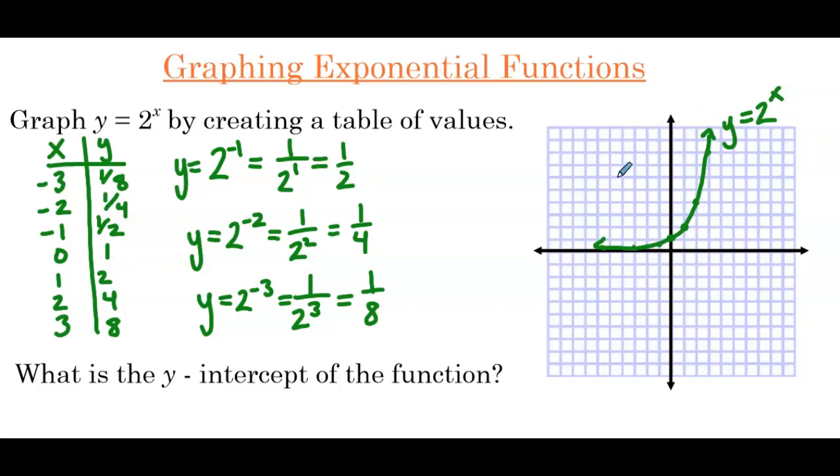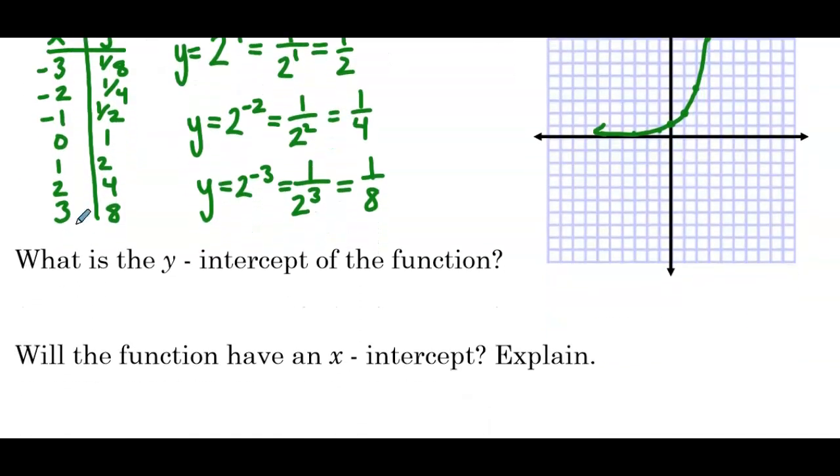Now we're going to use this graph to answer a few questions. So what is the y-intercept of the function? Remember, that's the point where x equals 0. So we have (0, 1) as the y-intercept.